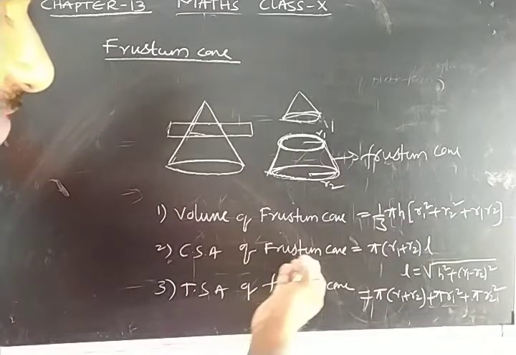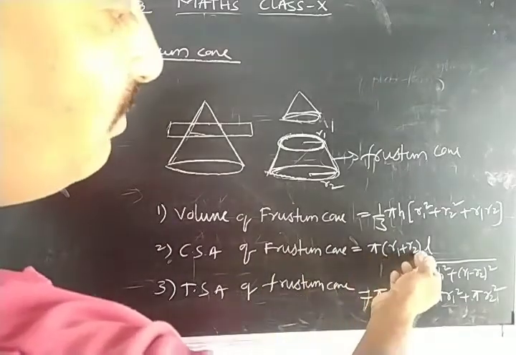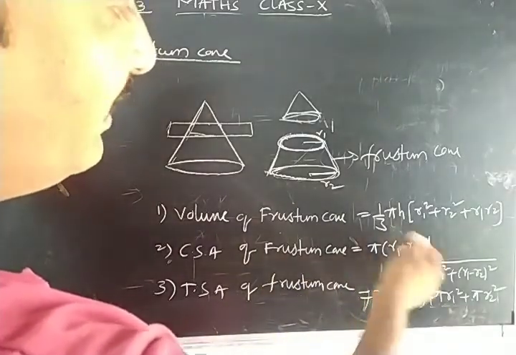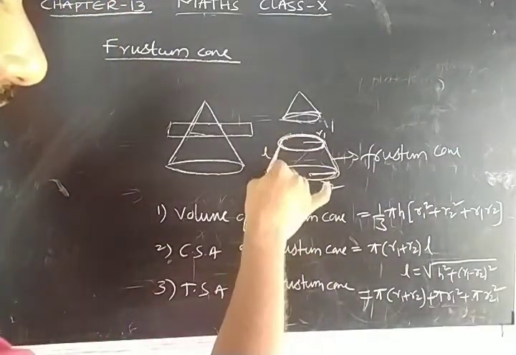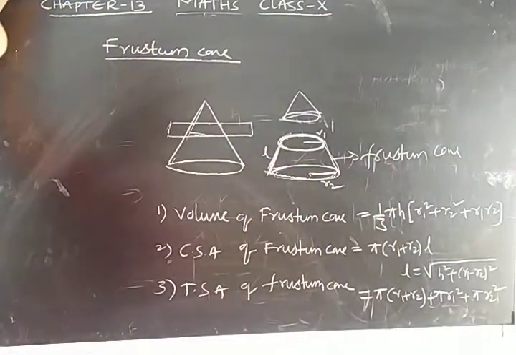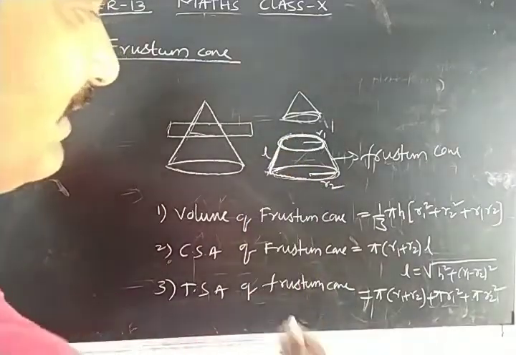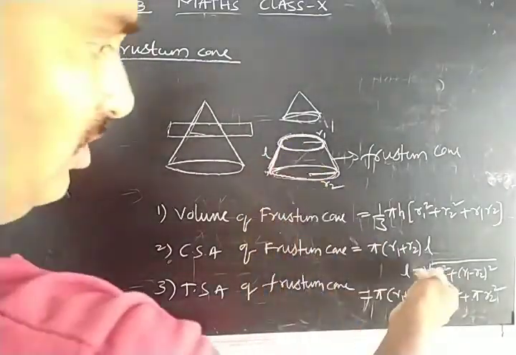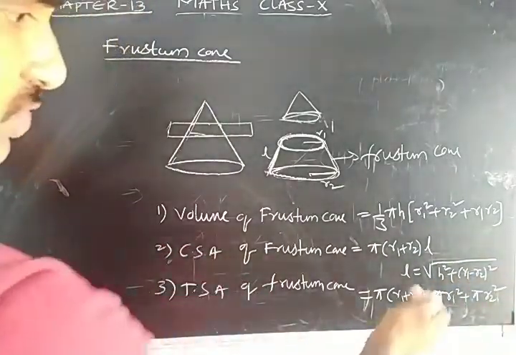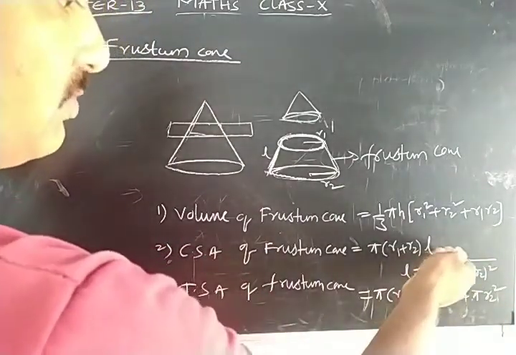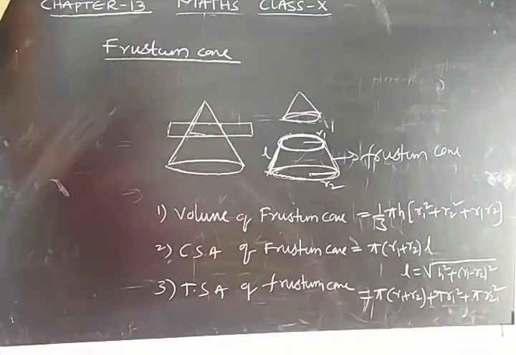Now to get the CSA of the frustum cone, the formula is pi into (R1 plus R2) into L, where L is this length, which is called the slant height of the frustum cone. How to get the slant height? L equals root of h square plus (R1 minus R2) square. By using this formula you will get L, then by substituting here you will get the CSA of the frustum cone.